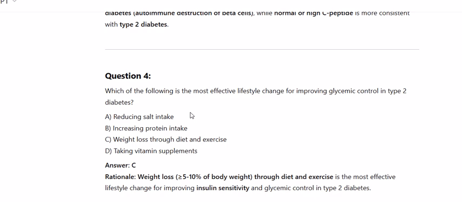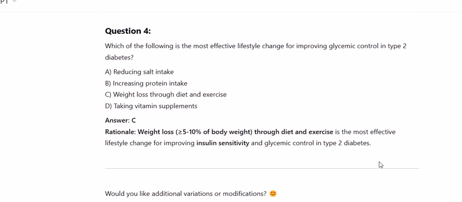Answer: C. Rationale: weight loss, 5 to 10% of body weight through diet and exercise, is the most effective lifestyle change for improving insulin sensitivity and glycemic control in type 2 diabetes.